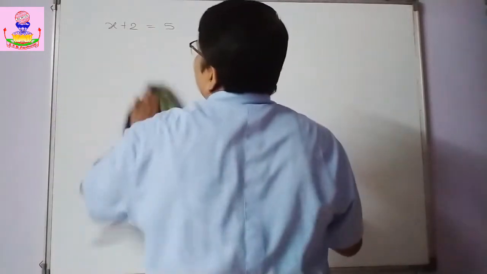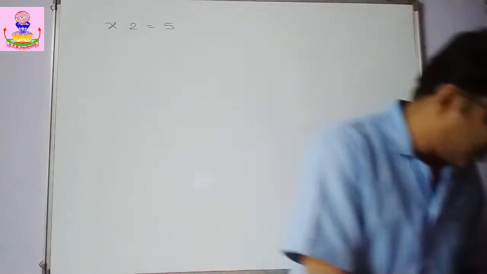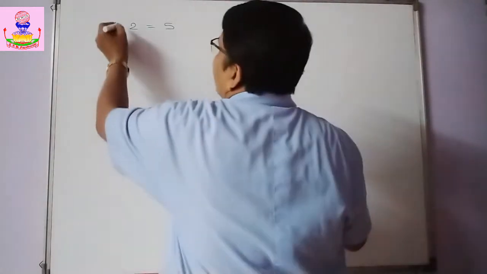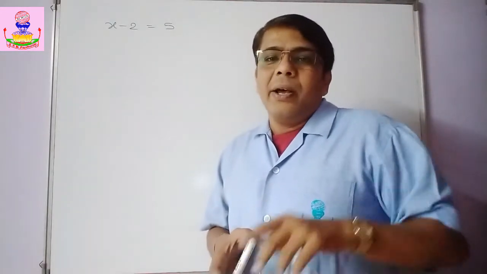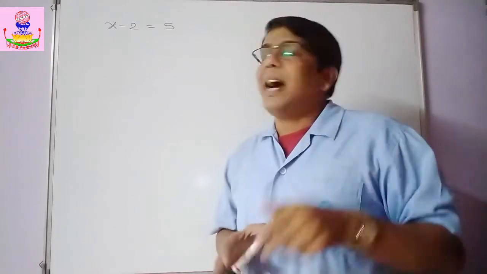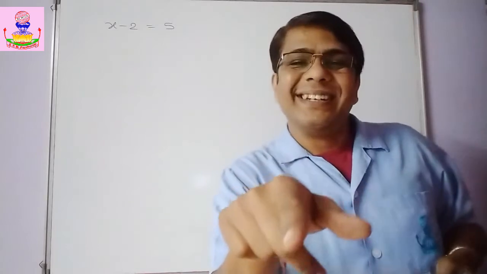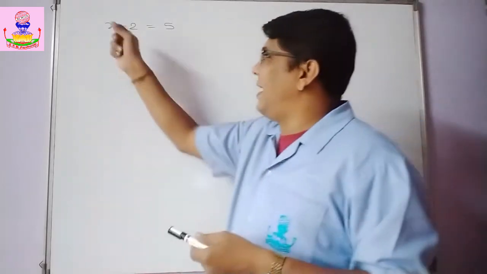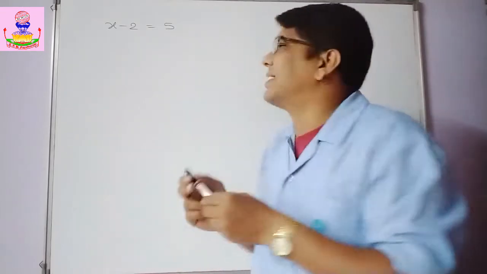Now, suppose this was plus 2. If I do it minus 2, x minus 2 is equal to 5. Now here it is minus 2. So what should I do? I don't want this 2. So the opposite of minus, yes, plus. So what you will do? You will add 2 to both sides.